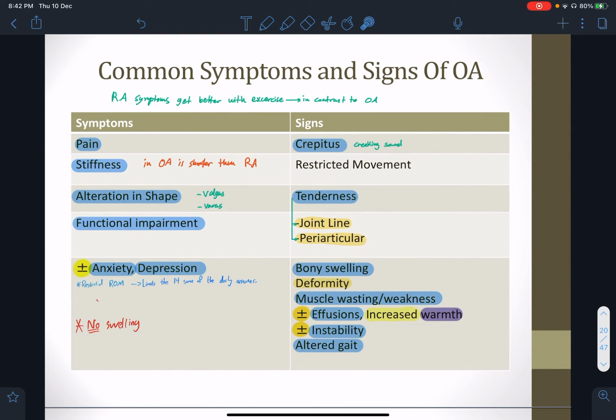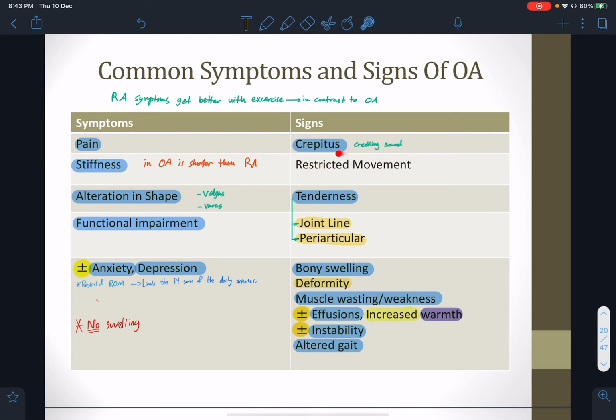Talking about the common symptoms, the patient will have pain, stiffness, alteration in shape, valgus and varus. We'll talk about that in a second. And functional impairment, anxiety and depression. Sometimes they're there, sometimes not. For example, if the patient works on a farm, he's going to lose his job because he cannot work anymore because he is having osteoarthritis in his hand. Referring to the PBL case too. Again, if you want to remember the symptoms.